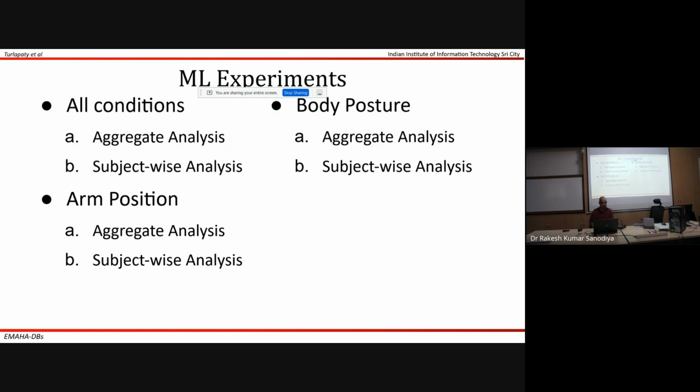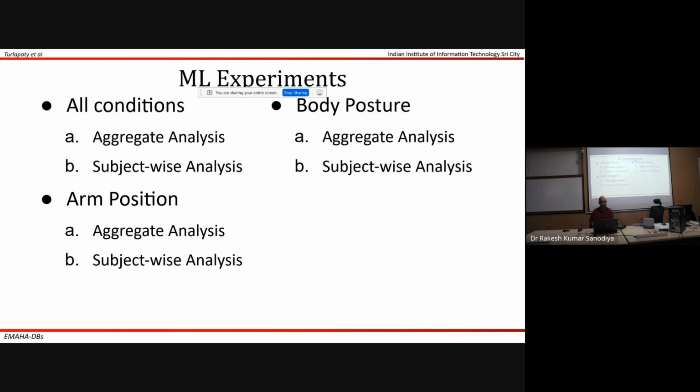So then to really answer the main question, what is the impact of these different positions on the performance of the classifier? We have done the following experiments. So the first one is the all conditions case where you basically ignore the body positions and arm positions, include all the data, and then we divide the data into 70% and 30%. So 70% is for the training and validation, and 30% is for the testing.